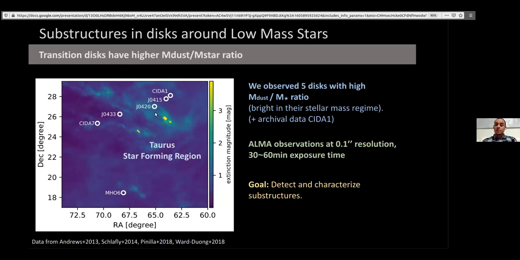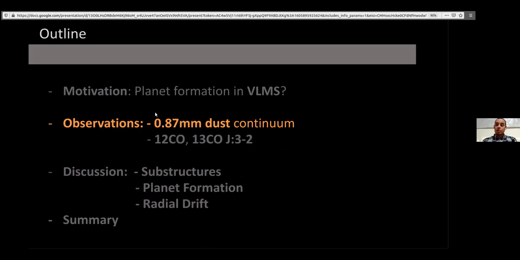To answer those questions, we observed 5 disks with high angular resolution ALMA band 7, so it's millimeter emission. On top of that, we also added to our sample archival data of SIDA1, because SIDA1 is in the same star-forming region, Taurus, as our other 5 sources. So we have 6 very low mass stars observed at high angular resolution in Taurus. All of the sources were observed for about 30 to 60 minutes. So let's see our observations.